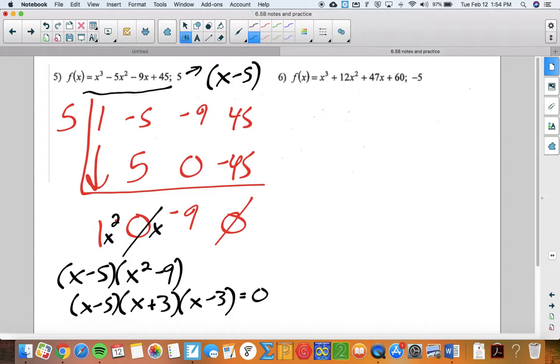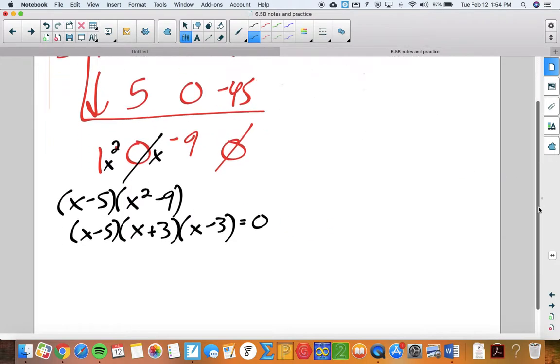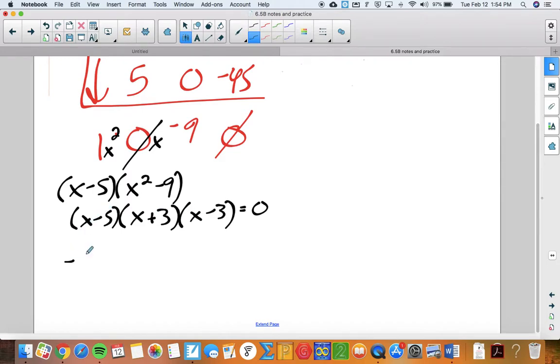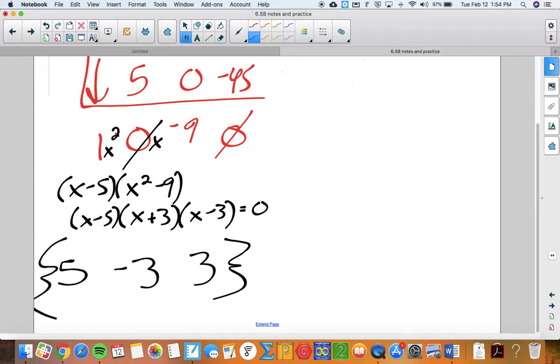Brought the x minus 5 down. We want to know what values of x make this function equal 0. Well, 5 makes this first factor become 0. -3 makes this factor become 0. And +3 makes the last factor become 0. So those are our solutions. Hip, hip, hooray.